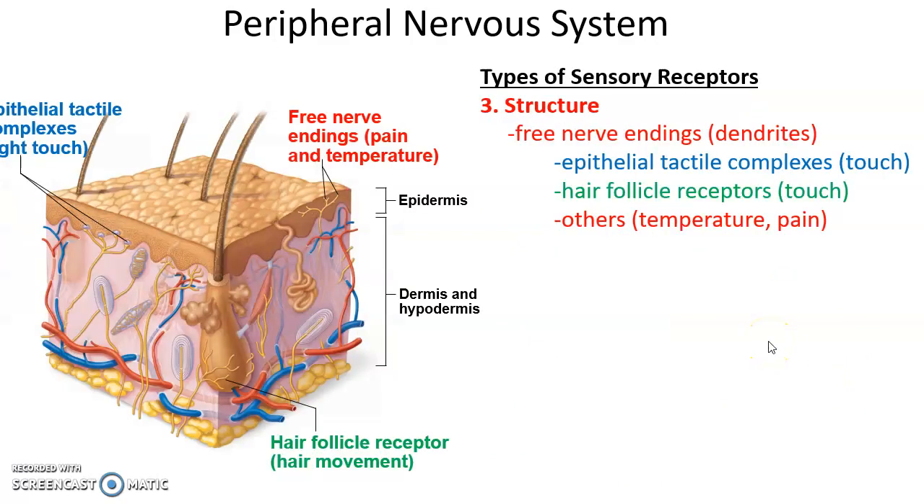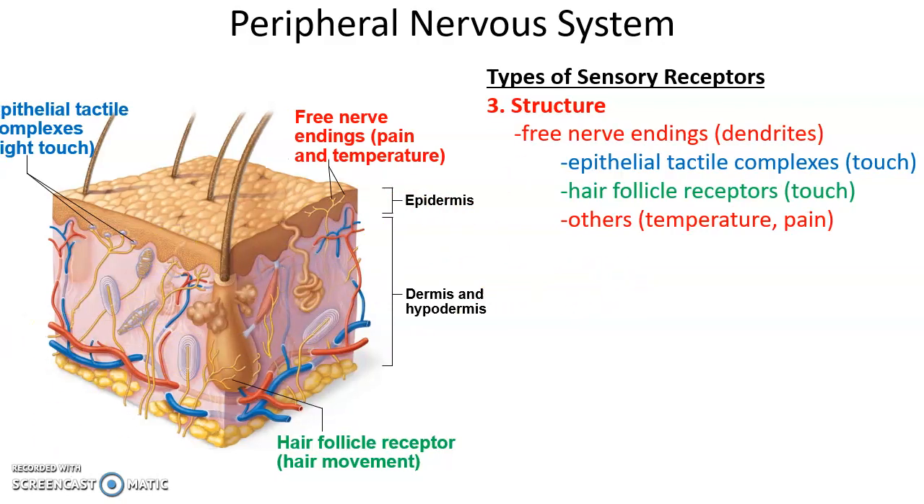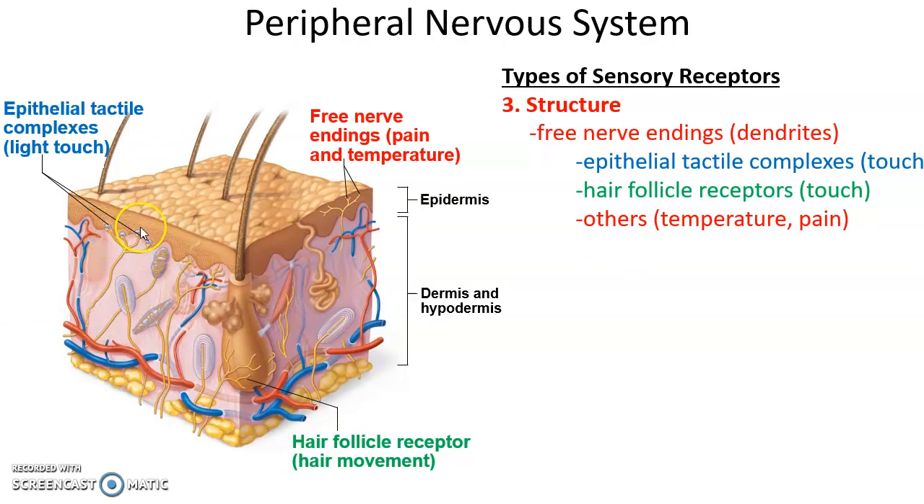You can also define sensory receptors by their structure. Many of them are free nerve endings, which are the dendrites of sensory neurons. So the receptor and the neuron are the same thing. So we have a lot of free nerve endings in the skin, for instance. We have the epithelial tactile complexes. These are able to detect light touch on the skin. We have hair follicle receptors where the dendrites are wrapping around hair follicles so that when the hair is moved by something, we can detect that. And there are other various free nerve endings throughout the skin detecting things like temperature, pain, and so on.